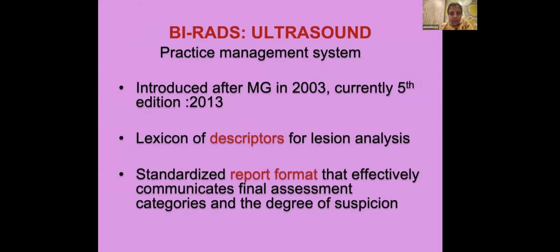And currently, we are following the 5th edition, which was released in 2013. Now, we know that the BI-RADS ultrasound contains a lexicon of descriptors that help us to analyze lesions and release a standardized report format that will effectively communicate a degree of suspicion to the referring clinician as well as to the pathologist if we were to do a biopsy for the lesion. So let's completely dive into the descriptors for feature analysis of the lesions.